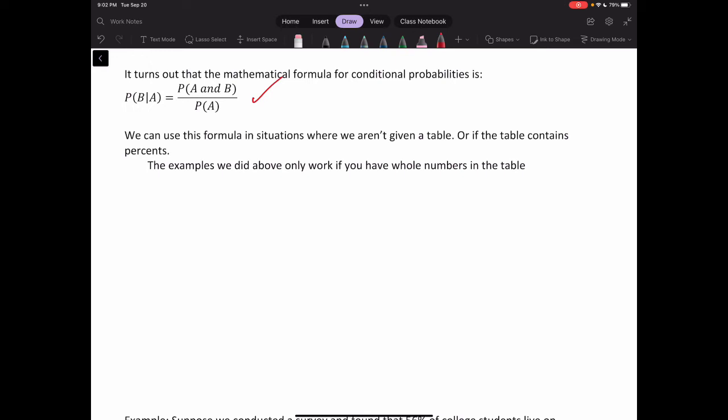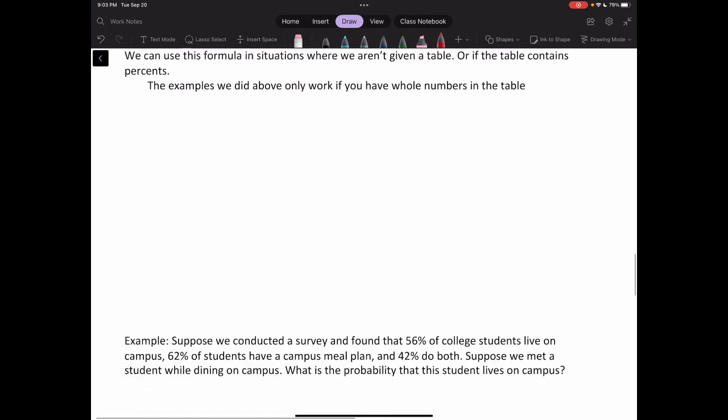So the examples we did before, the shortcut worked, like treating it like a fraction, because it was whole numbers in the table. But if you don't have whole numbers in the table, or if you don't have a table at all, you have to use this formula. So let's go through an example of using the formula.